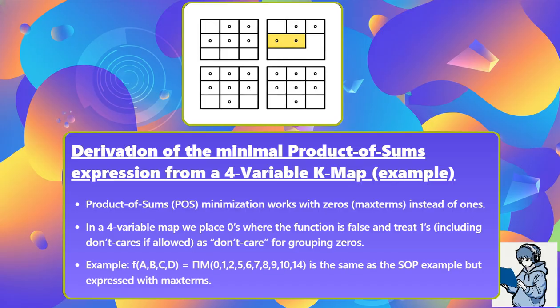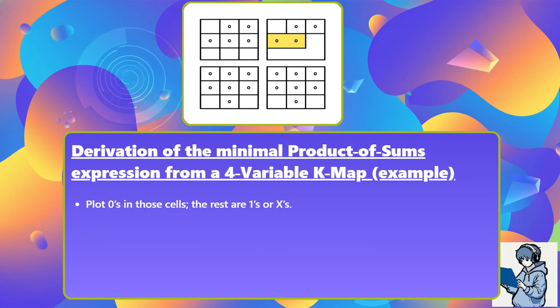Example: f(a, b, c, d) = product of max terms 0, 1, 2, 5, 6, 7, 8, 9, 10, 14. It is the same as the sum of products example but expressed with max terms. Plot zeros in those cells, the rest are ones or Xs. Group the zeros in the largest possible rectangles.